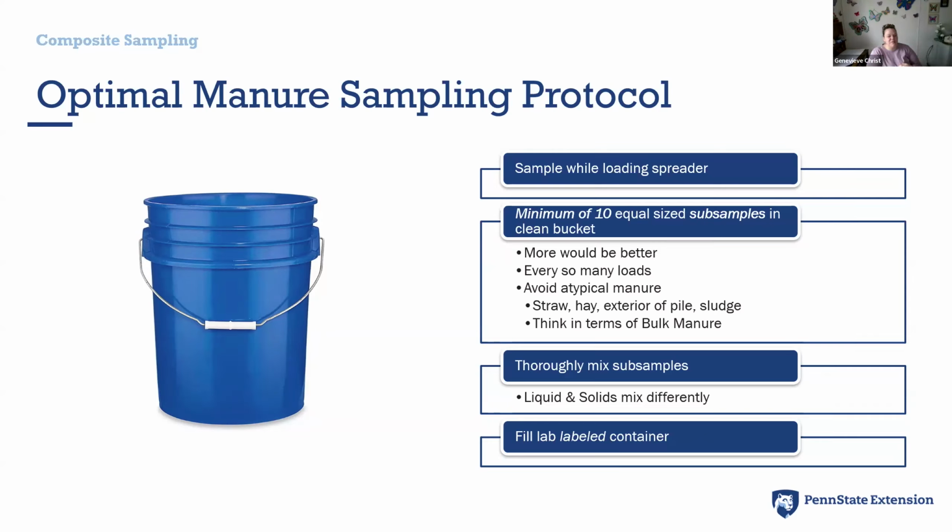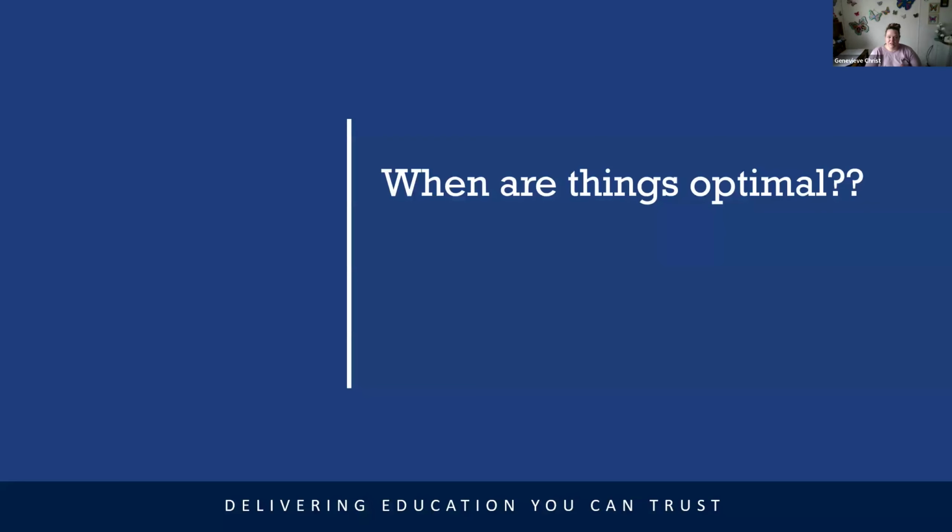And then, of course, we want to put them into the labeled lab container so that we know exactly what we are putting into the container that's going to the lab and sending it off. Now, this is optimal manure sampling protocol, right? When are things actually optimal?